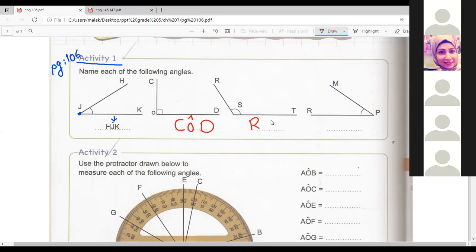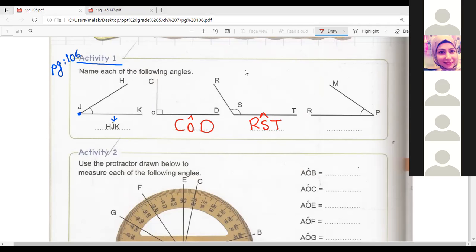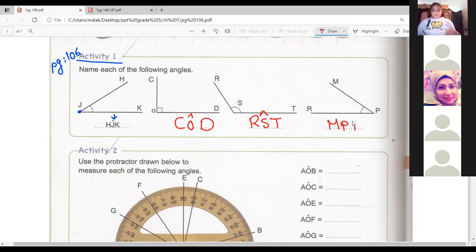RST. Excellent. And we have to put what? The hat on S. Bravo Zainab. Excellent. Okay. Lin, yes. Yalla Lin. Name the last angle. MPR. Bravo. MPR. And we have to put hat where?